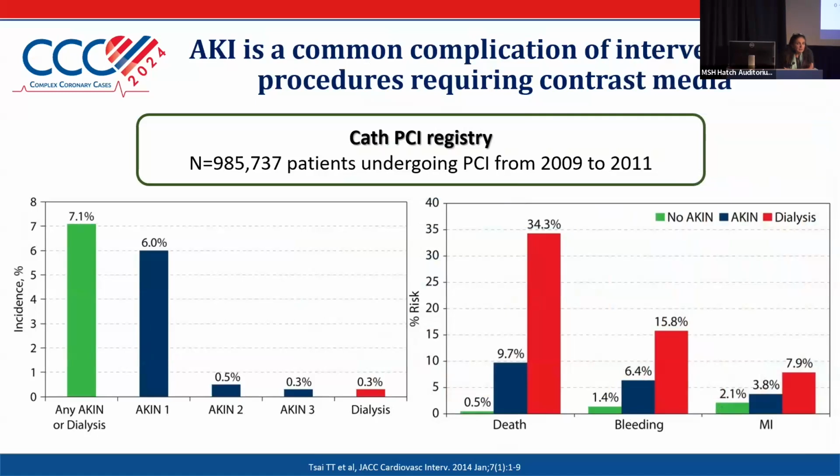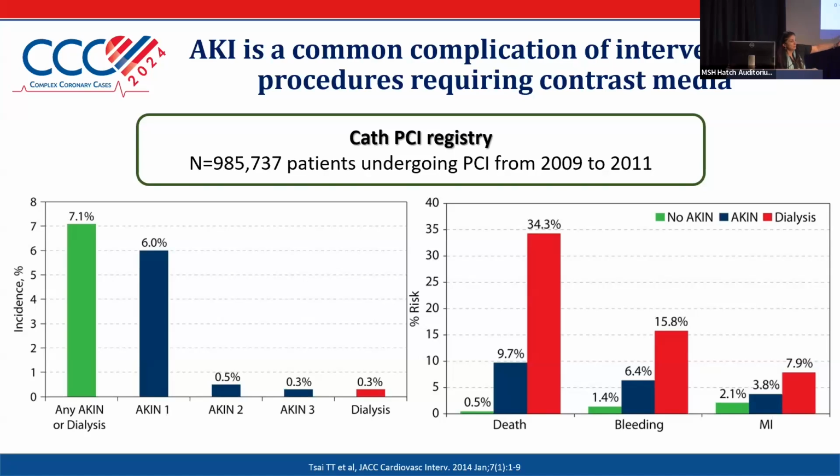AKI, or acute kidney injury, is a common complication of these procedures. Any procedure requiring contrast media could have detrimental effect on the kidneys. This is the CAF-PCI registry of all of the patients, and you can see the incidence. Any type of an incidence is about 7.1%, most of them, thankfully, is AKIN 1, which is like stage 1, which is just a little bit of an increase. But you could see that it's not without its risk.